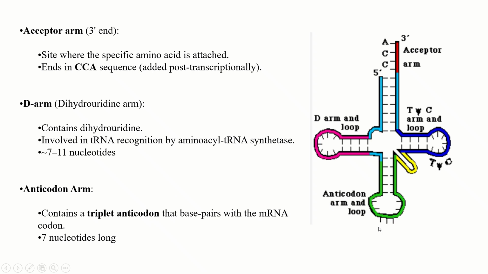Next, we are going to talk about the anticodon arm. It contains a triplet anticodon, and this anticodon is complementary to the codon of the mRNA. It is 7 nucleotides long, and it is called the anticodon loop because it pairs with the mRNA codon, and hence the name anticodon.